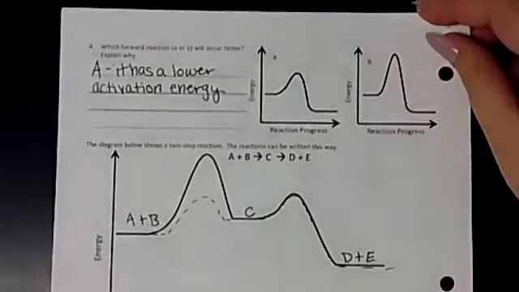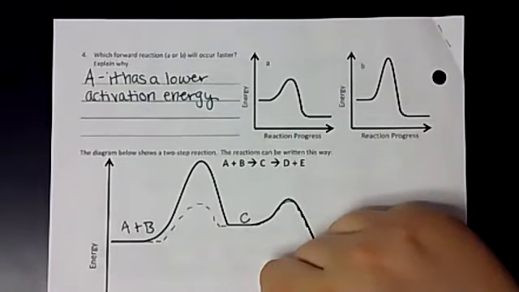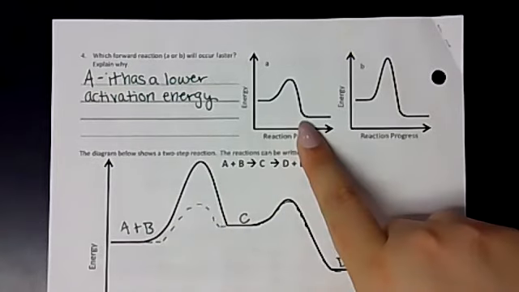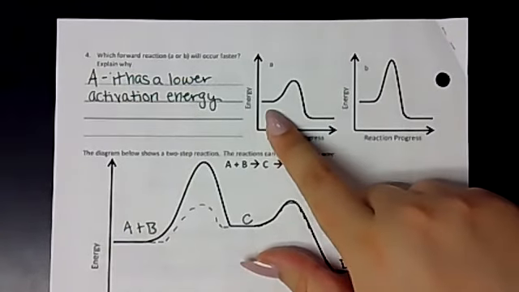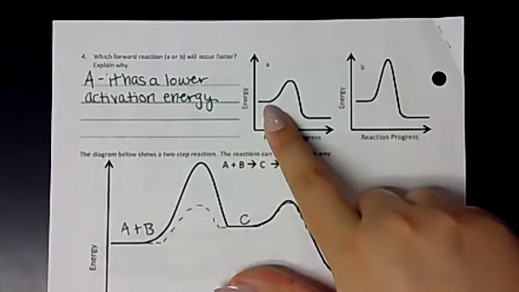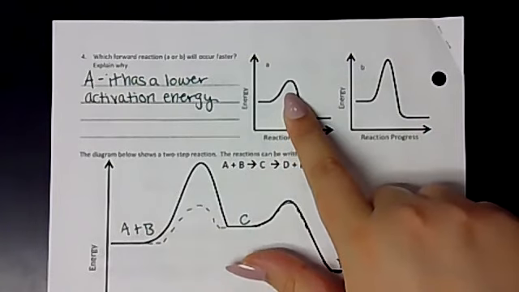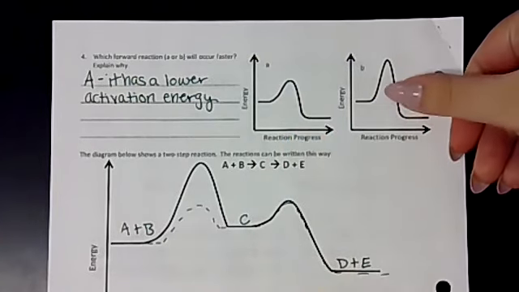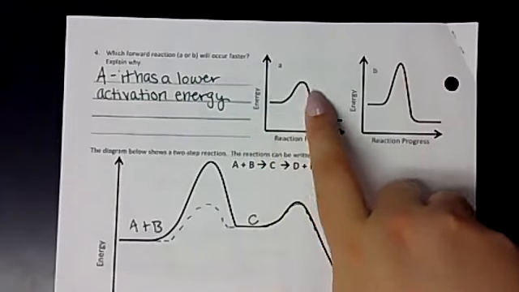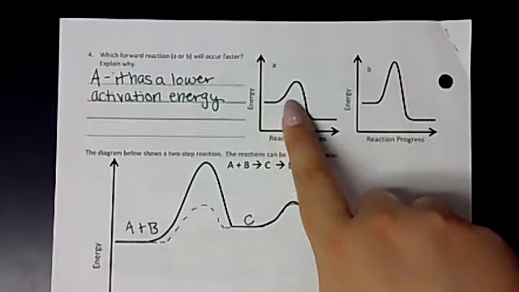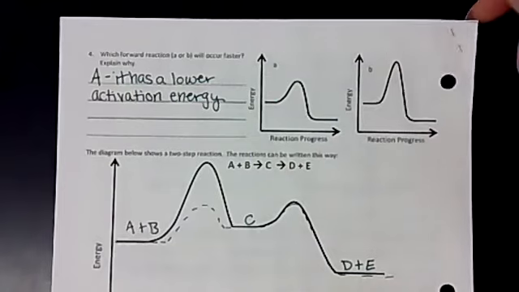And then on the last page, it says which forward reaction, so going this way, is going to occur faster, A or B. And I said A is going to occur faster. And in this case, they're both going to be spontaneous. They're both going to be exergonic because we start with reactants that have higher energy than our products, but we have to look at our activation energy. So these humps here. B has a much larger hump to get over in order for this reaction to proceed, where A has a smaller hump. So the smaller hump, the smaller amount of activation energy needed, it is going to be easier to have the reaction go forward and proceed.